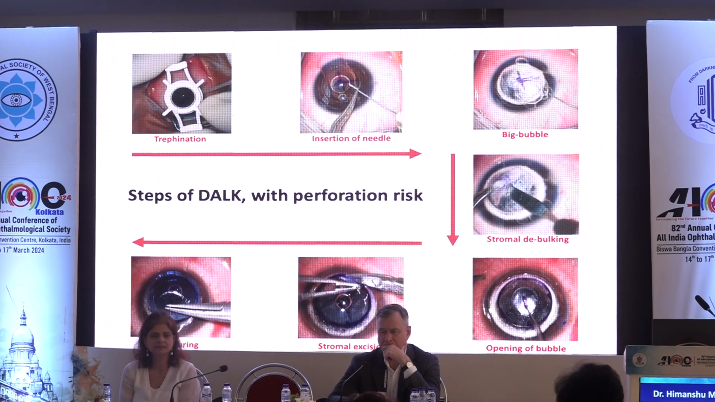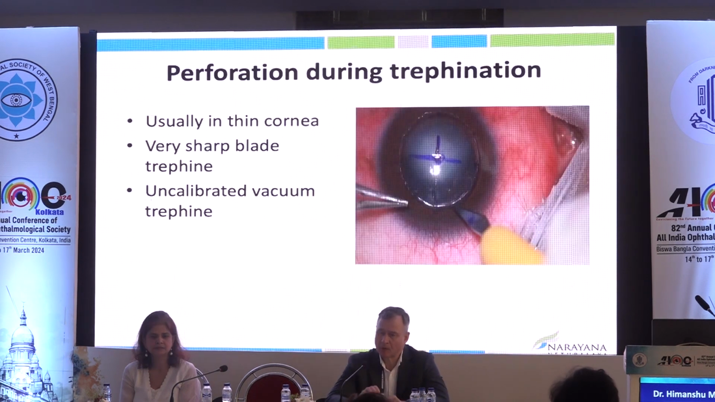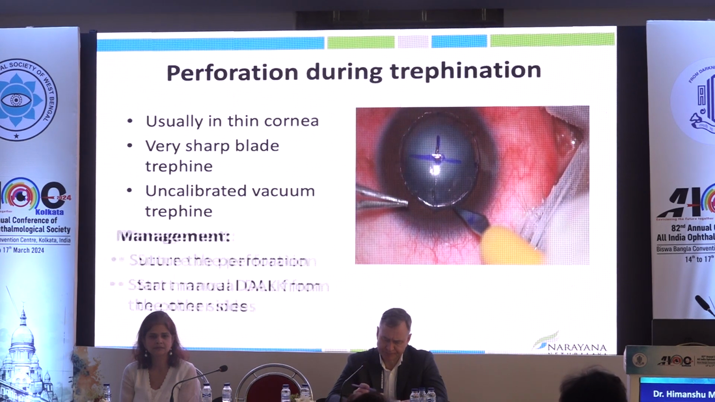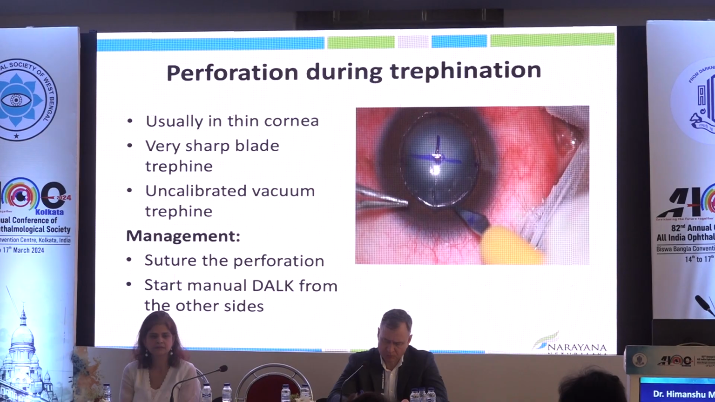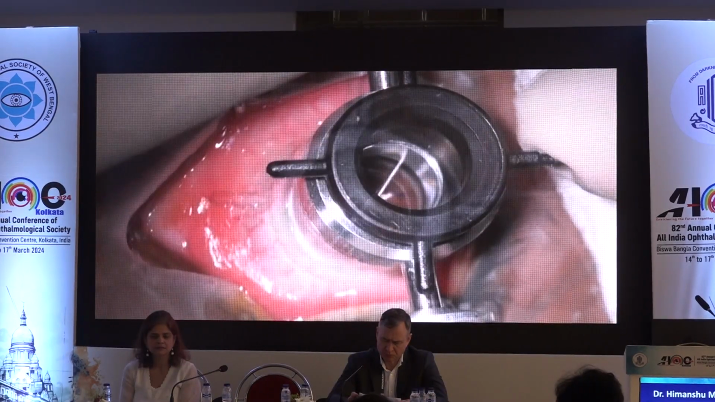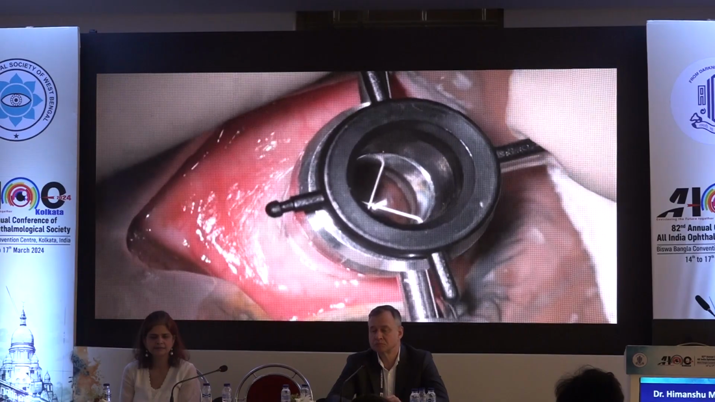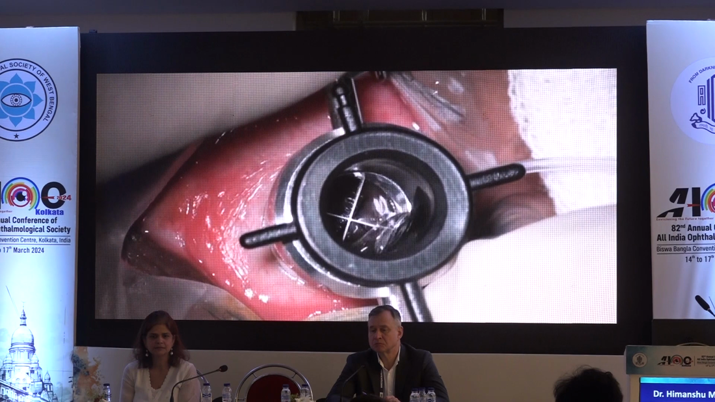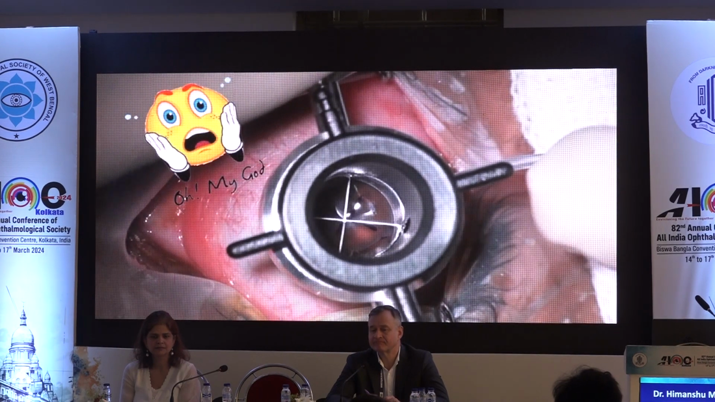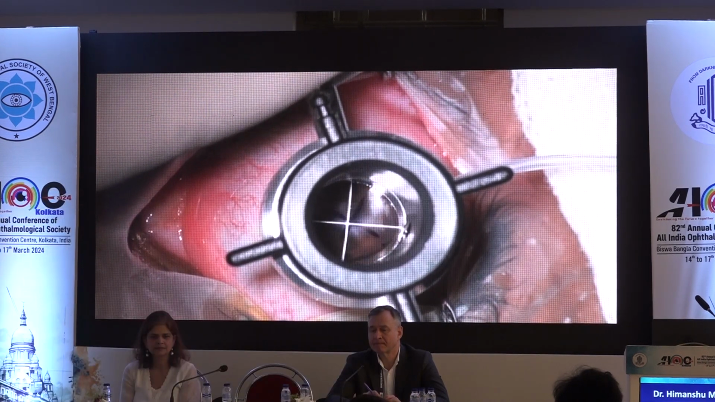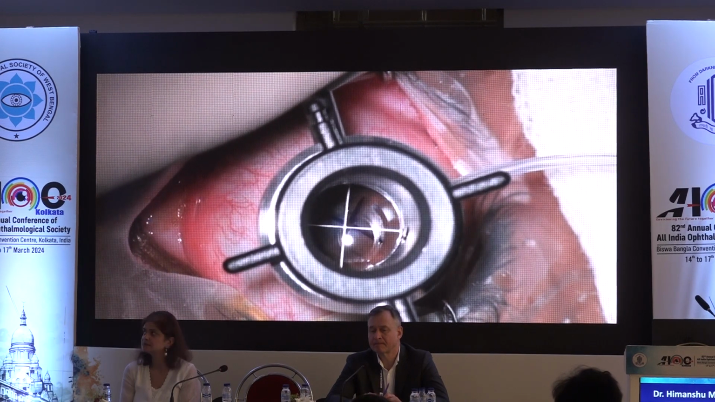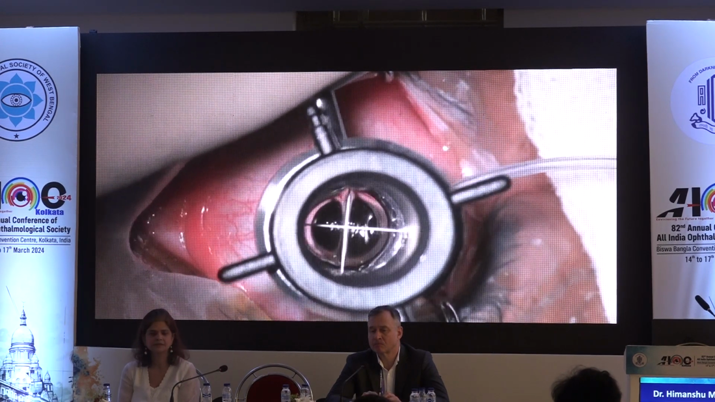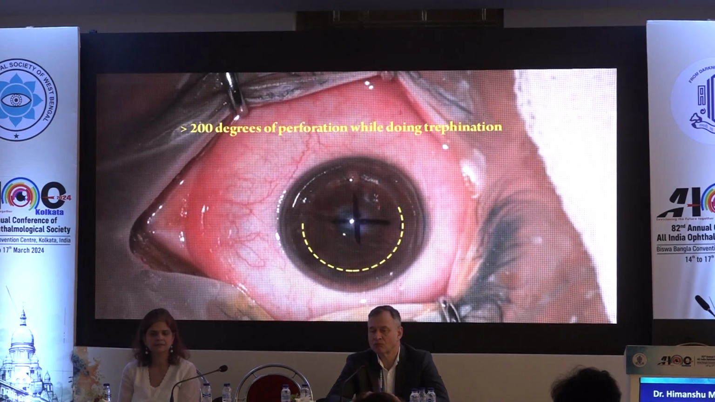Many times, in fact at every step of big bubble DALK, you have the potential for perforation. Maybe at the beginning, when you are just trying to deepen the groove, you can have a perforation and simply take a suture. Or sometimes, if you are not lucky enough, your trephination can end up with a perforation. As you can see here, I had a new trephine in my hand and I ended up with a very large perforation, almost more than 200 degrees. These kinds of perforations are difficult to deal with.